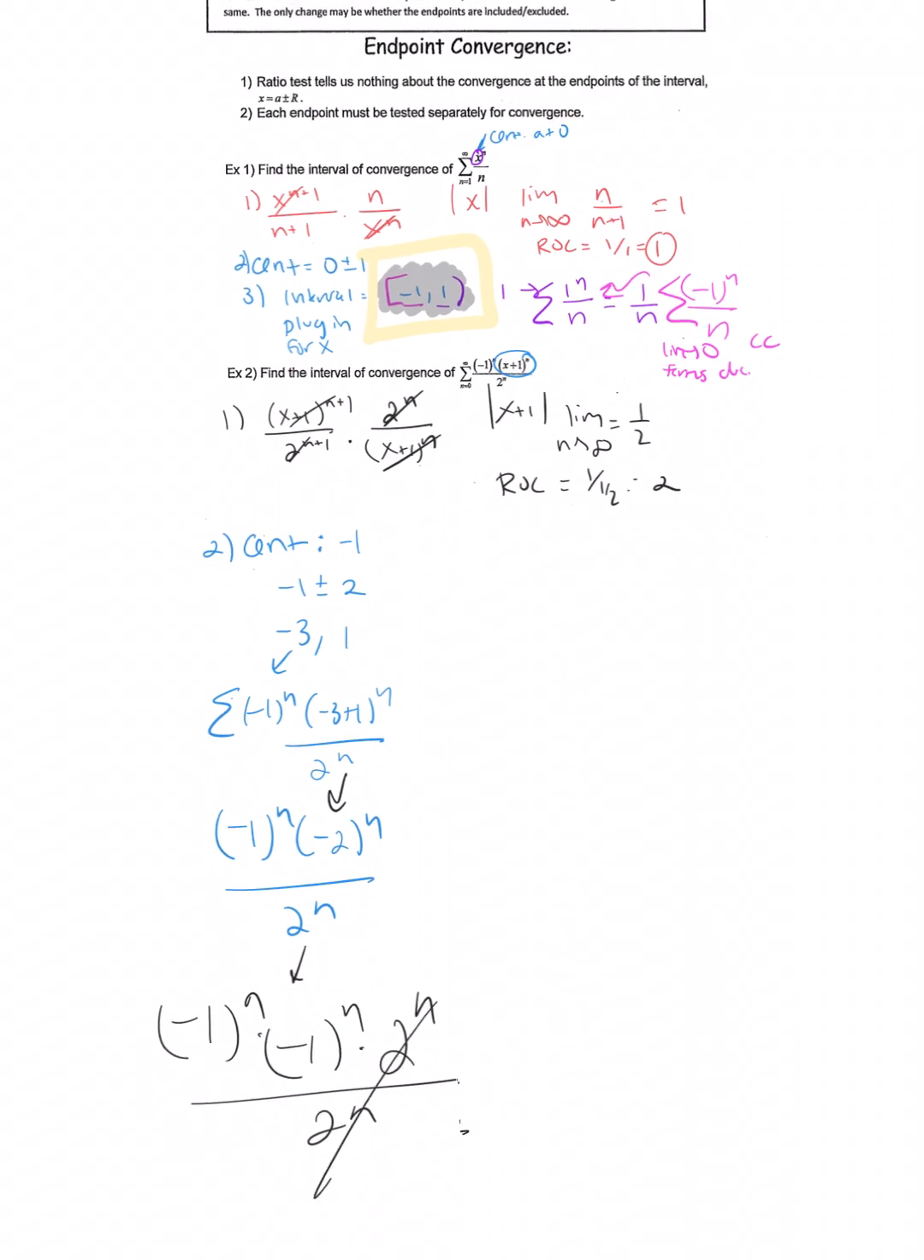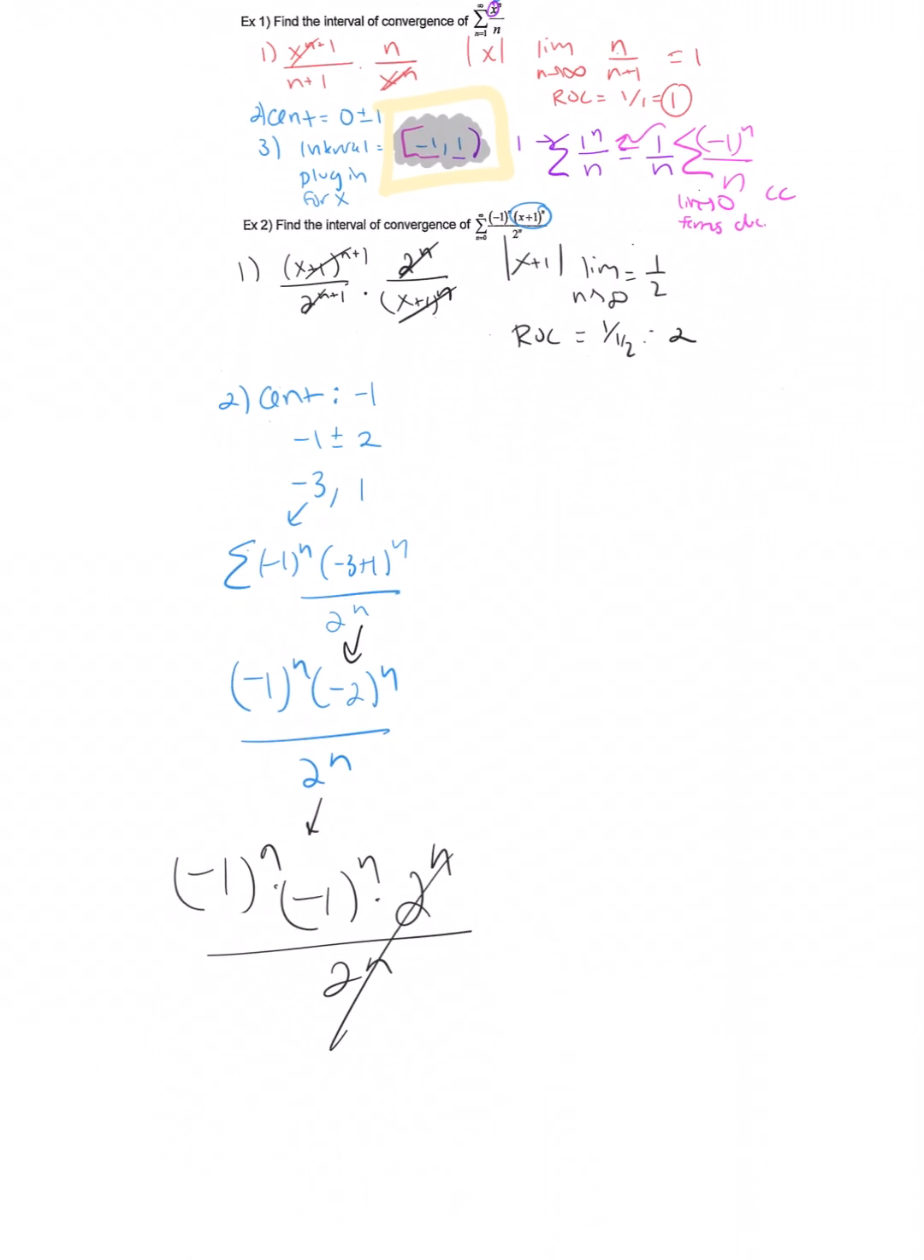(-1)^n times (-1)^n is going to become positive 1^n, and we're going to end up with just 1^n. So 1 times 1 is 1, and we're just going to end up diverging with that one. That is a parenthesis.